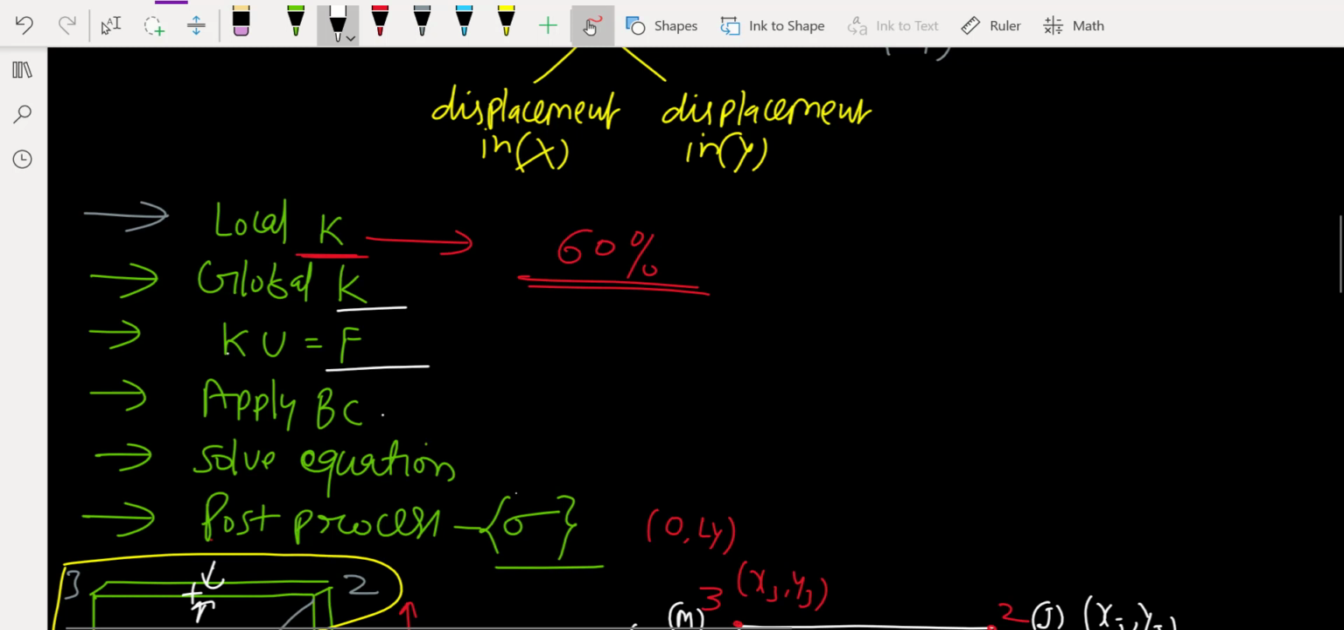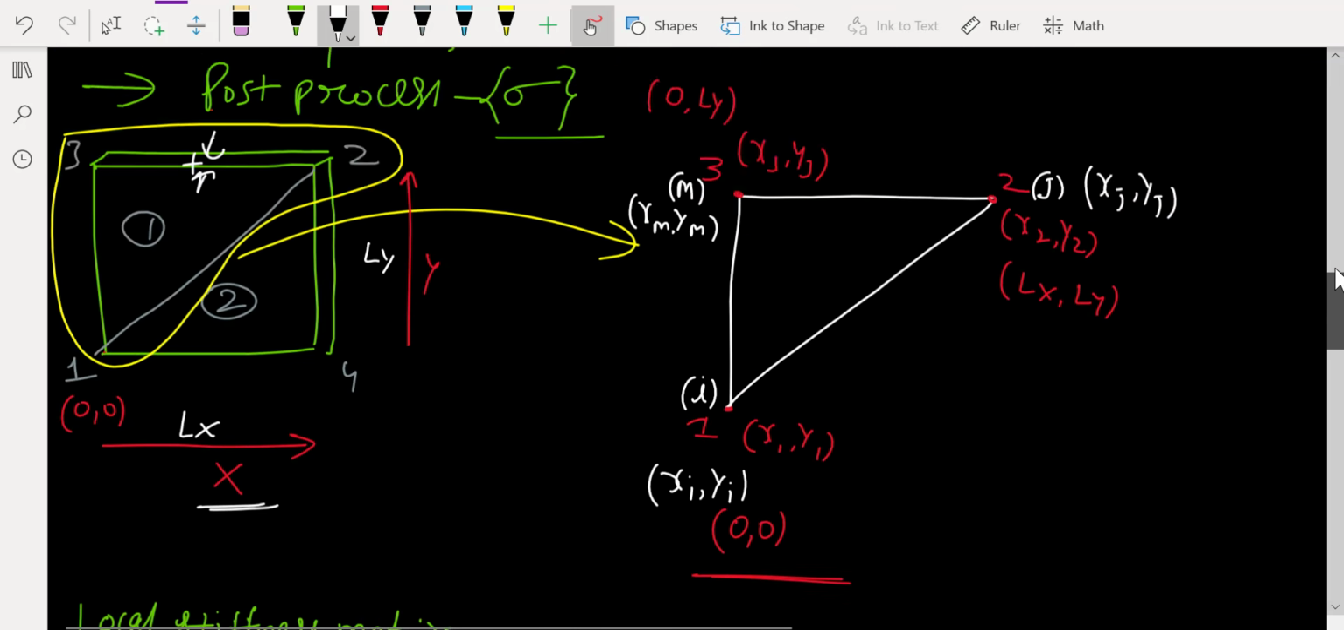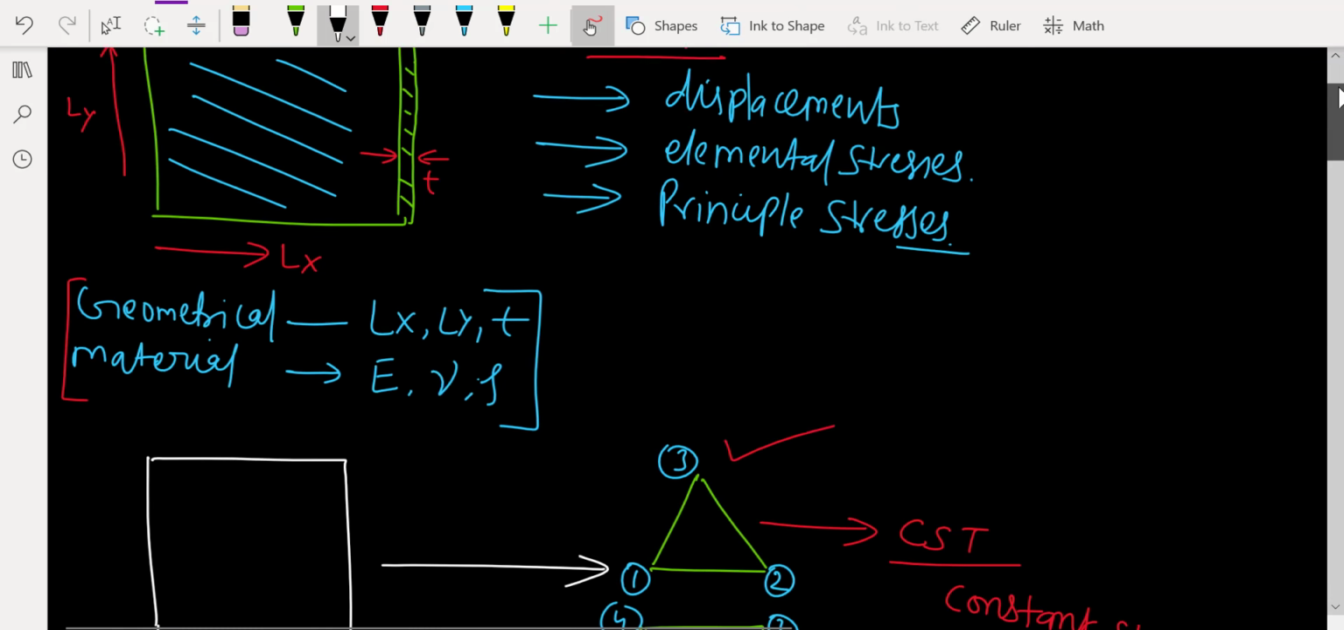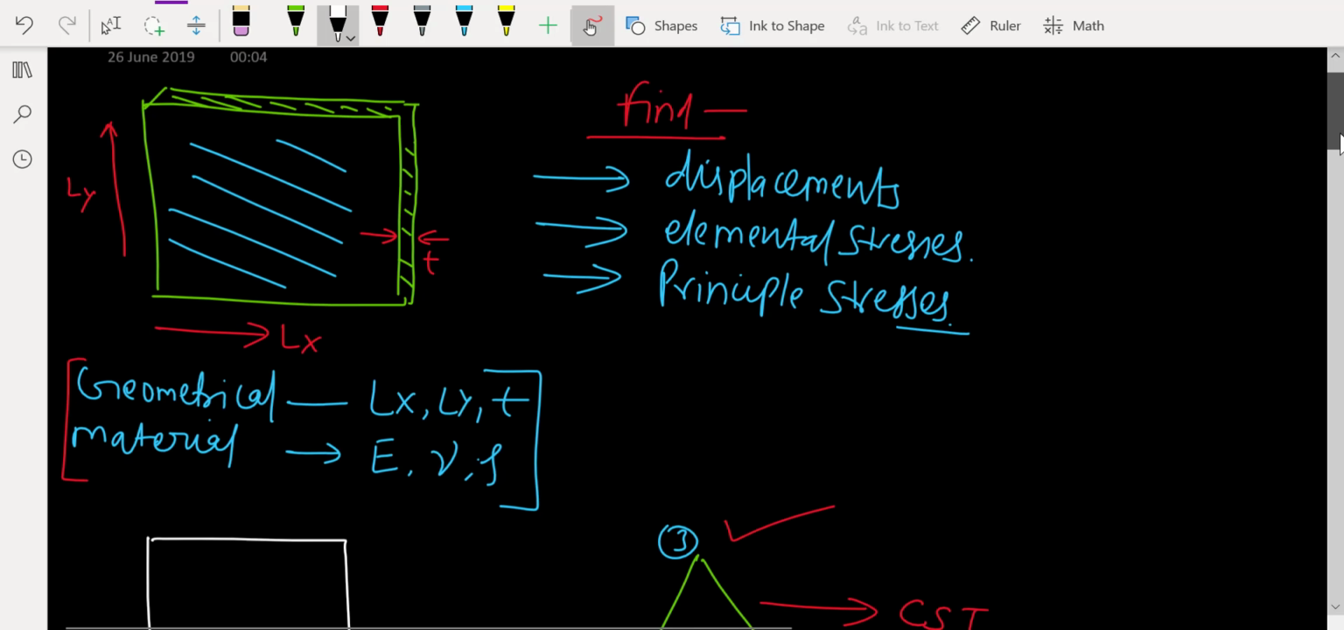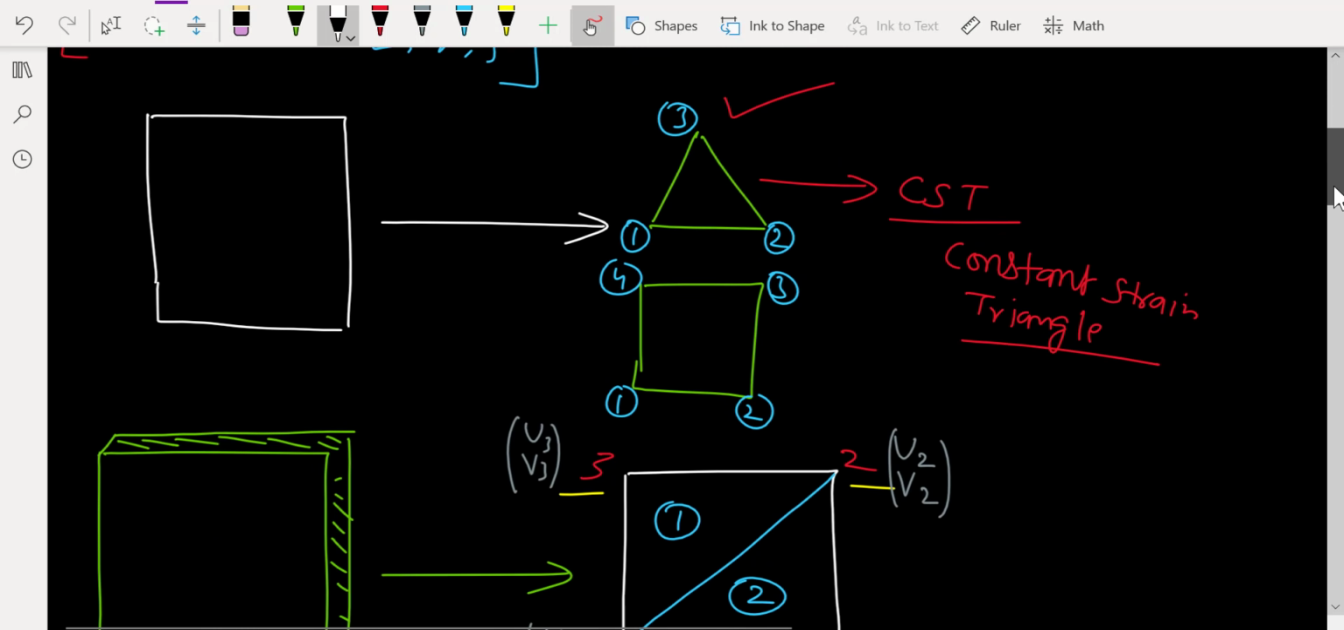So, in summary of this introductory part, in 2D cases, basically the information would be geometrical information in Lx, Ly, and thickness. Then material data, Young's modulus, Poisson's ratio. So you have to find out the displacement, meaning nodal displacement, elemental stresses and principal stresses, and their respective direction. So how can you deal with a 2D problem?